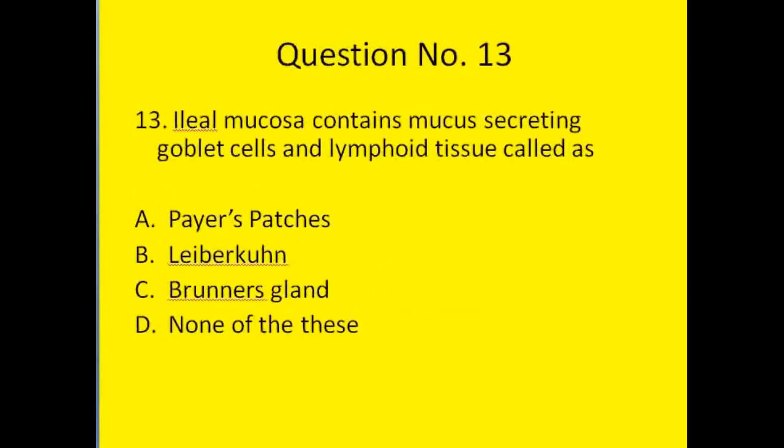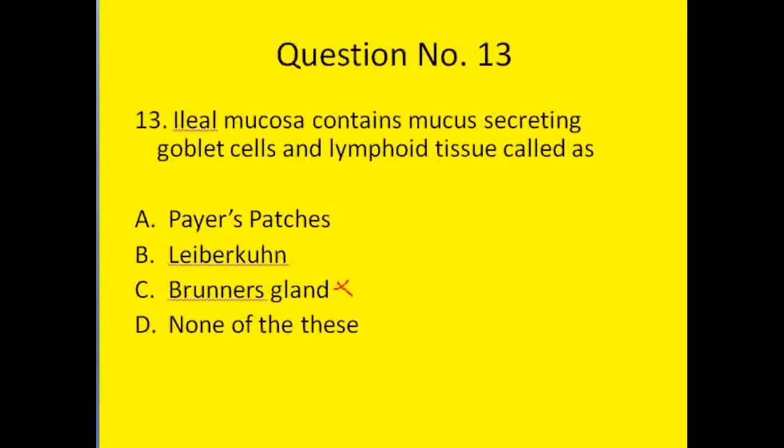When we come to question number 13: the ileal mucosa contains mucus secreting goblet cells and lymphoid tissue called as. The options are A, Peyer's patches, B, Lieberkuhn, C, Brunner's gland. But Brunner's gland, we have already seen, is present in the walls of the duodenum. So this is not the answer.